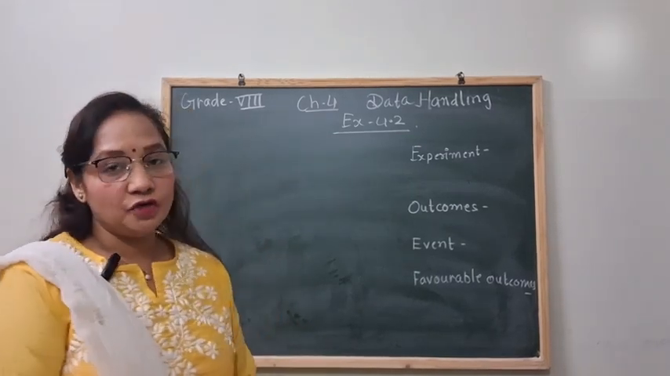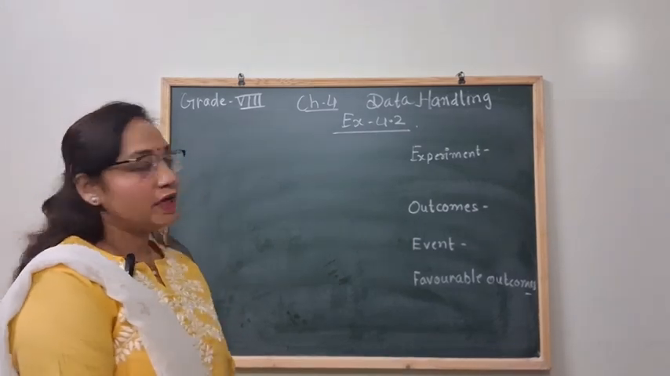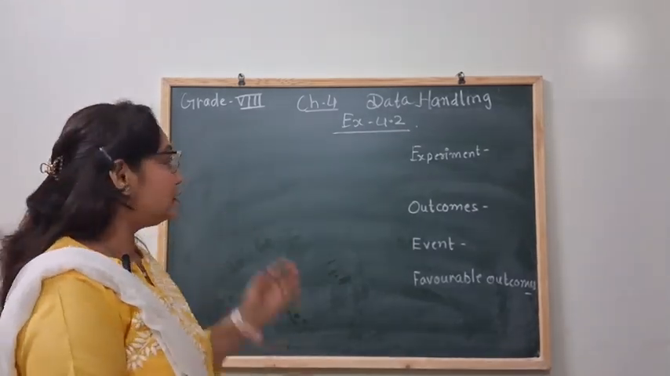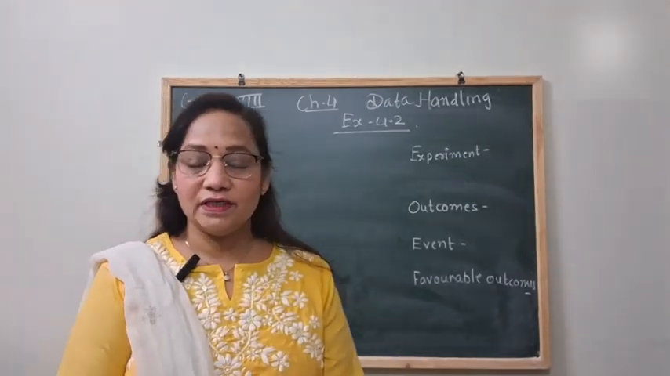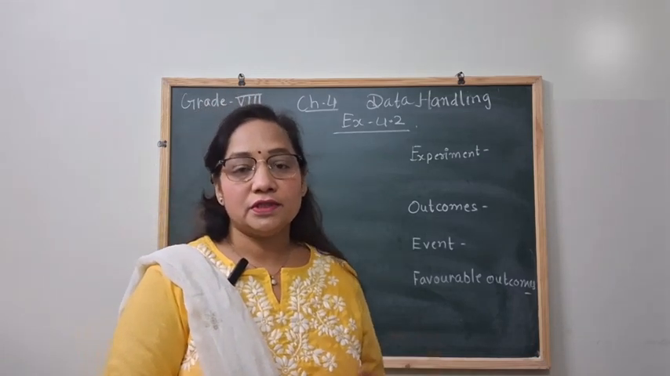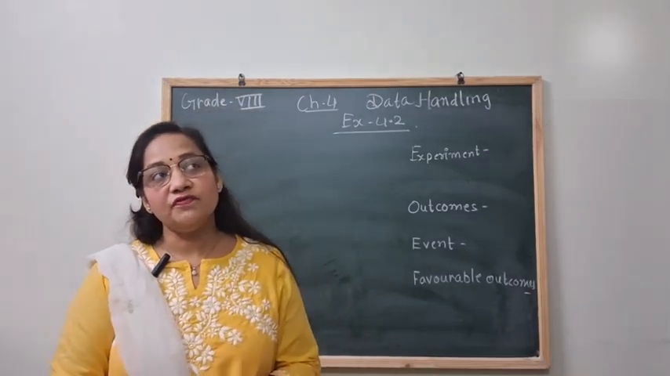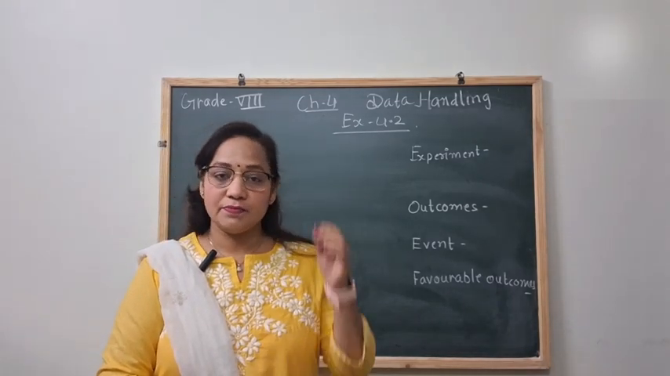In the previous video, we started with exercise 4.1 and we finished it. Today we will be starting exercise 4.2. Now exercise 4.2 in chapter number 4, that is data handling, we are going to discuss a few terms. You must have heard about probability. What do you understand by probability?